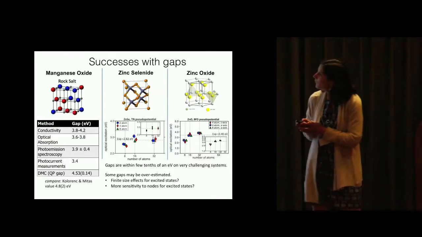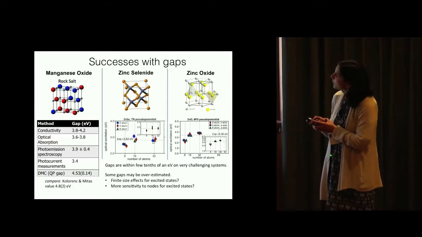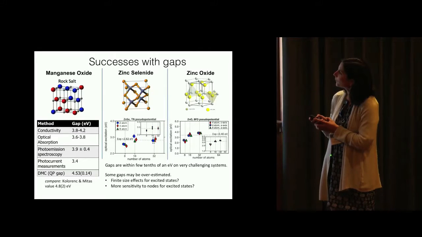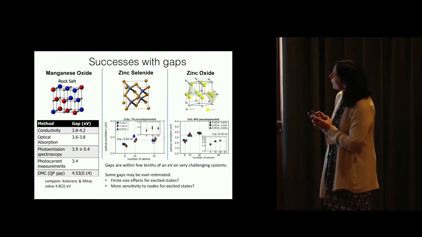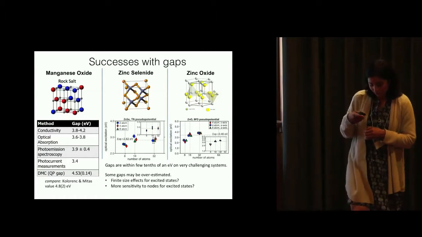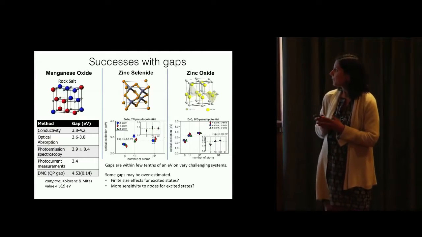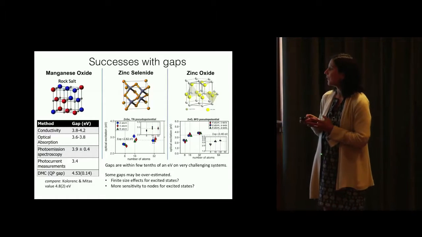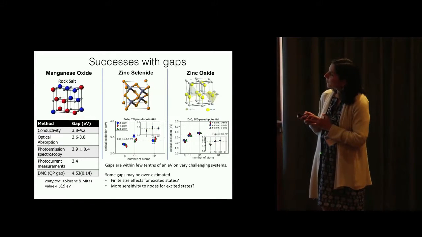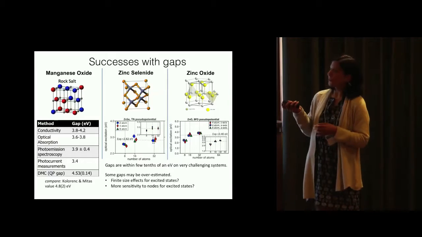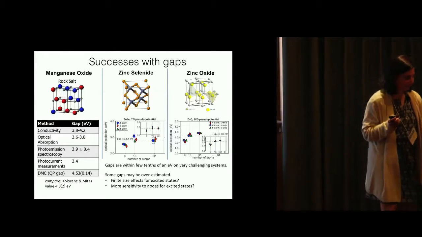And also, we've had some successes with band gaps. I'm showing you some of the more challenging materials that we've looked at. Manganese oxide is one of them that I mentioned previously. Zinc selenide, zinc oxide. Again, these are materials where band gaps, as we calculate them in DFT, really are not quantitatively accurate, but we find that using quantum Monte Carlo approaches does help us to land our numbers quite a bit closer, with no adjustable parameters, to the experimental value.